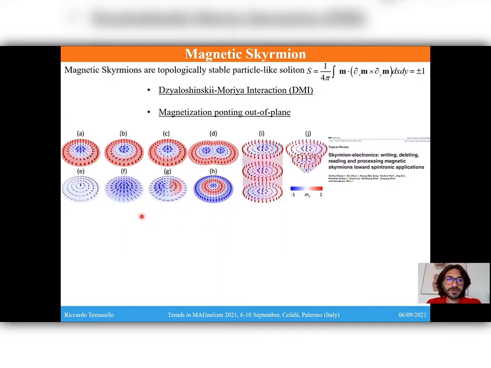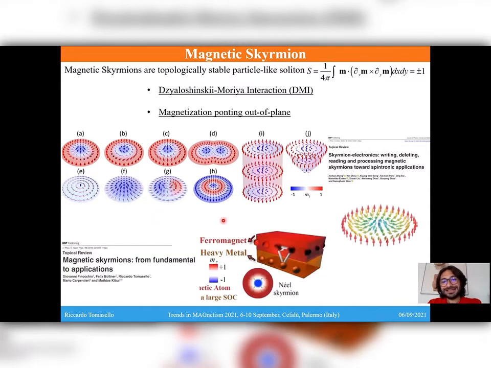But for the purpose of this presentation, we will focus on Néel Skyrmions, and therefore, in the ideal case, we focus on a thin ferromagnetic layer in contact with a material characterized by large spin-orbit coupling, such as a heavy metal, platinum, tungsten, and so on. And here is an example of the magnetization of the Néel Skyrmion. Of course, we have a core in the out-of-plane direction and a circular domain wall where the magnetization is in-plane and pointing outward or inward according to the sign of the DMI.